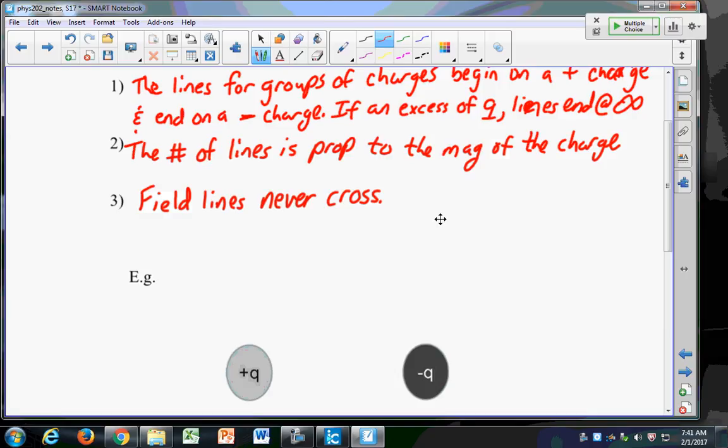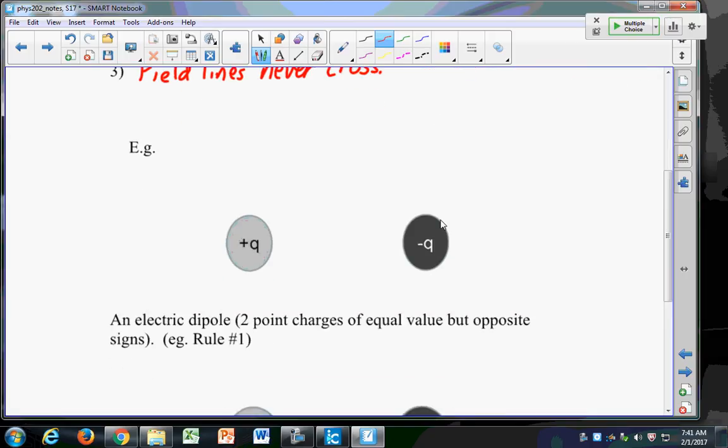All right, so anyway, don't cross the stream, or excuse me, field lines never cross. Because if they cross, then that would imply that the electric field is two values in the same position. That just doesn't make any sense. That's crazy. So field lines never cross. All right, let me draw some pictures. These are probably more illustrative. So if we have a dipole like this, two charges, equal value but also opposite signs, I'm going to have lines that start at the positive charge and end at the negative charge.